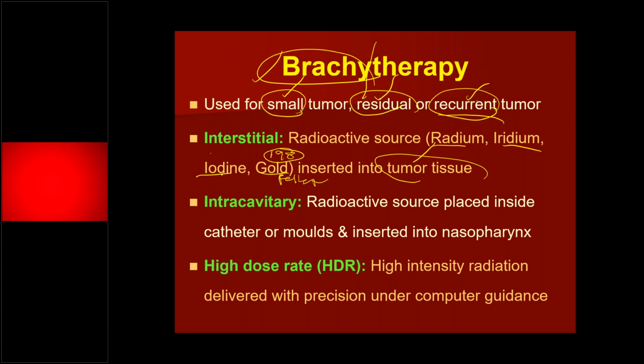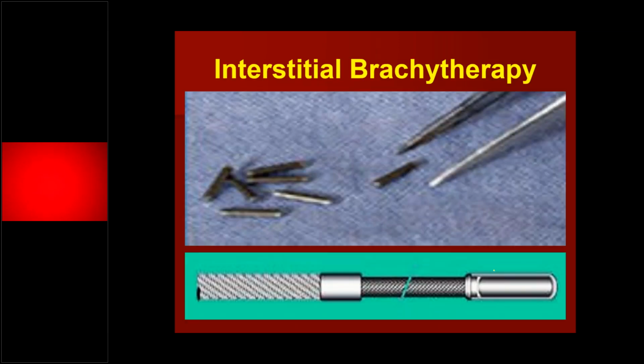Intracavitary is different from interstitial. In intracavitary, a radioactive source is placed inside a catheter or mold and inserted into the nasopharynx. Then there is high dose rate, HDR. High intensity radiation is delivered under computer guidance. So interstitial, intracavitary and high dose radiation are the 3 types of brachytherapy present.